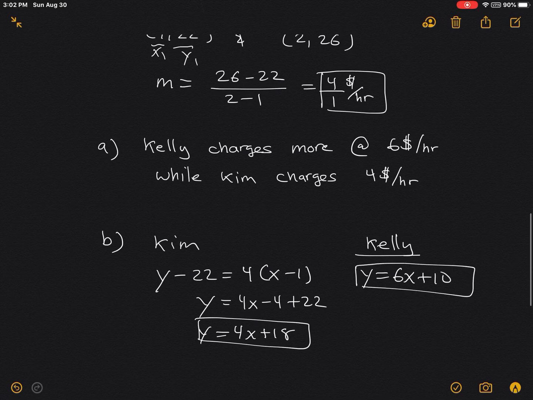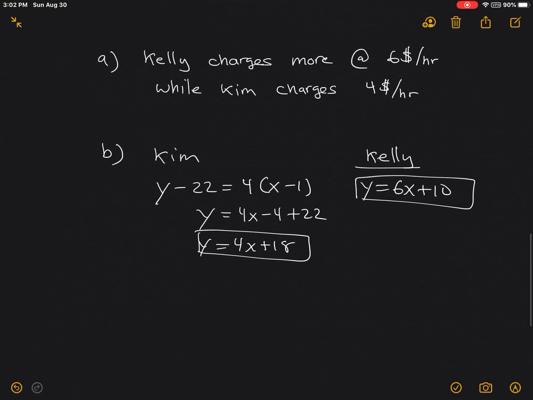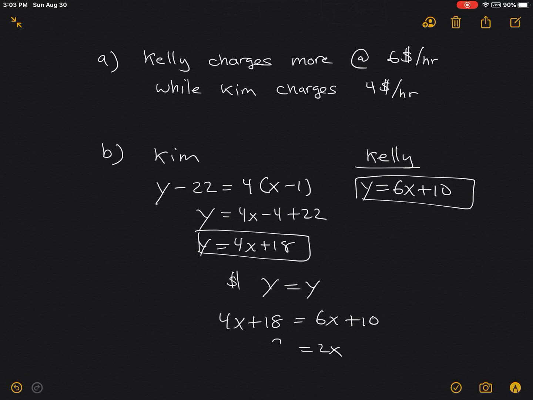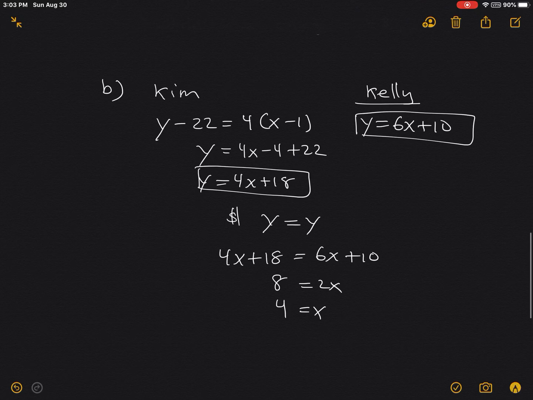And now you can set the two y's equal to figure out how long it takes for Kim and Kelly to have their fees be the same. So I'm going to set the two equations equal, and then solve for x, because these fees have to be the same. So if you move the 4x over, you're going to get 2x. Move that 10 over, you're going to get 8. And your final answer is going to be x is equal to 4 hours. Okay, so that's how you would do problem number 3 on the first page.